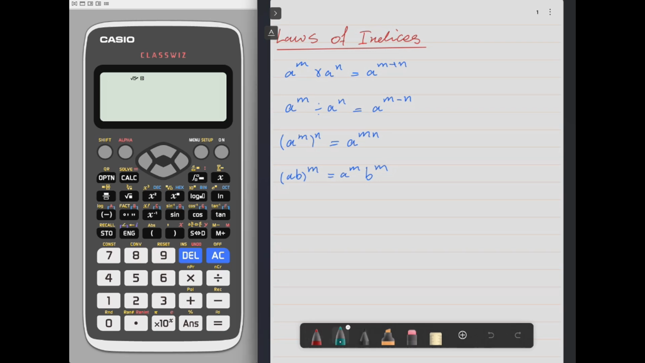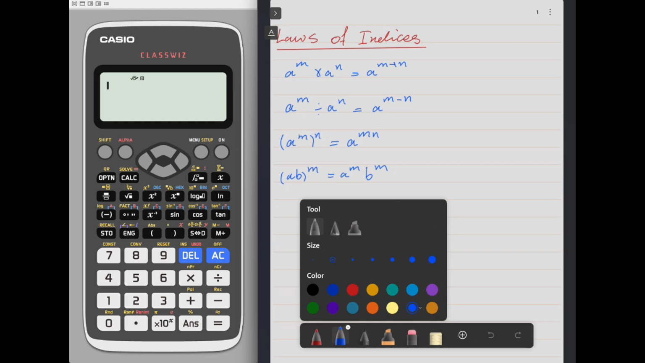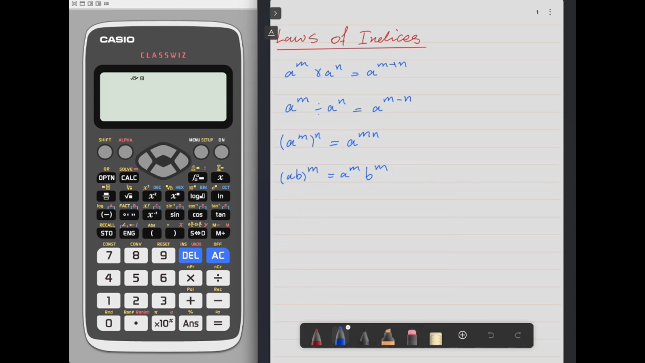Okay, all right. So, let me switch the pen color to dark blue. All right. So, the first law, second law, third law, and fourth law. Okay, what does the first law say? The first law says that a to the power of m times a to the power of n is equal to a to the power of m plus n. So what does this mean?